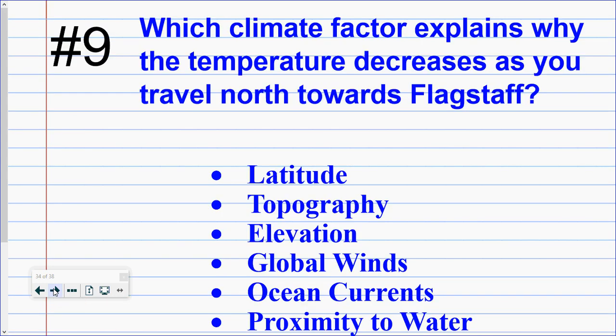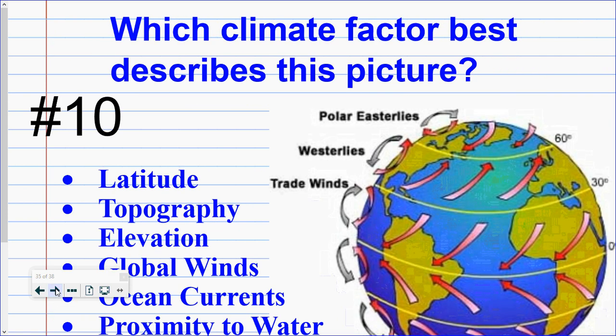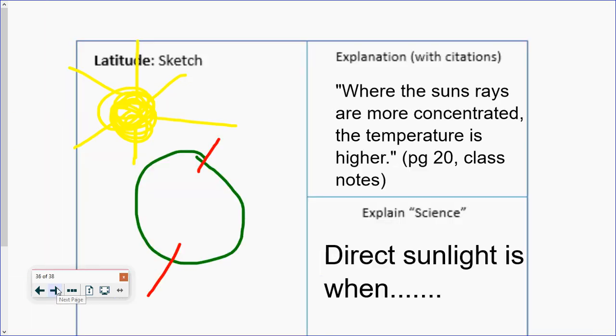Number 9, which climate factor explains why the temperature decreases as you travel north towards Flagstaff? That one's easy, elevation. Try not to get elevation and latitude confused, because a lot of people do get those confused. Number 10, which climate factor best describes this picture? Well, another no-brainer, that's describing your global winds.